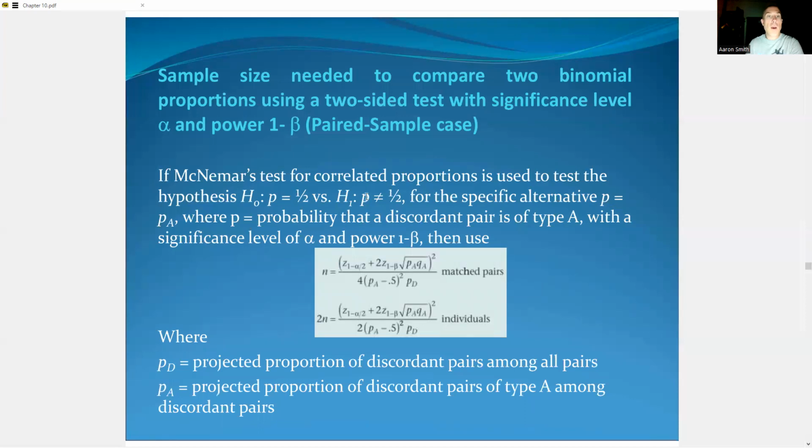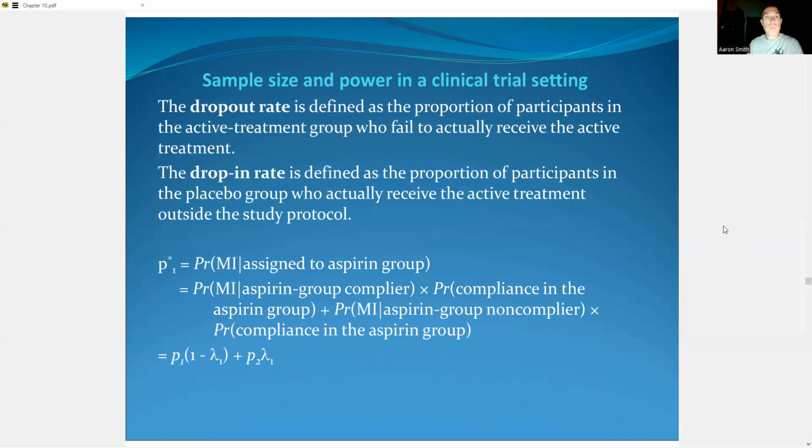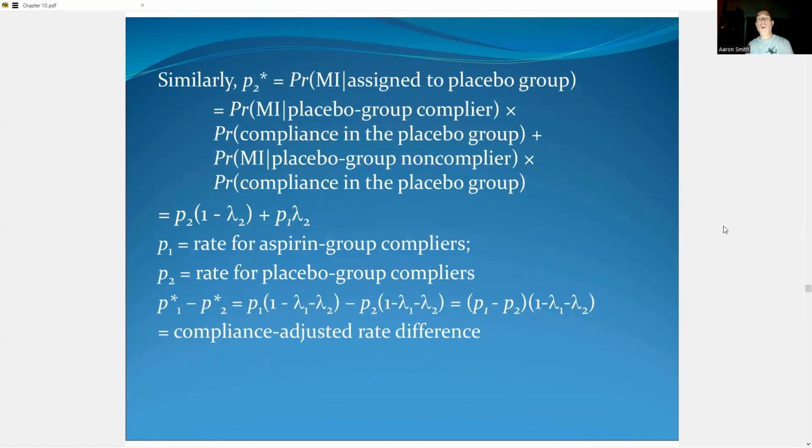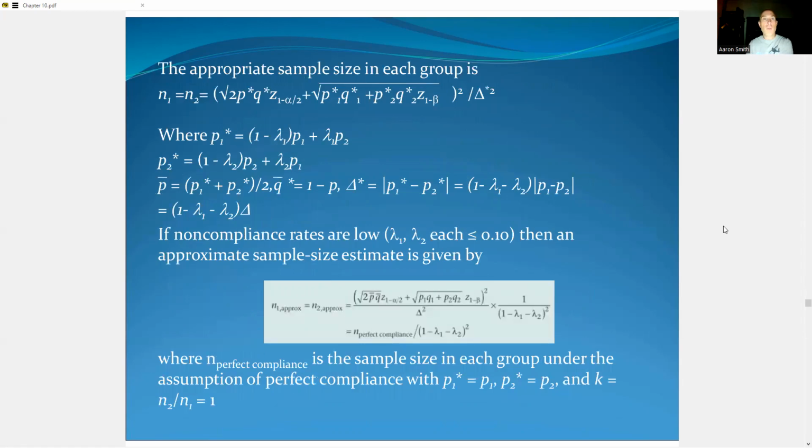And now if I want to use McNemar's test, here are the values I need if I want to use matched pairs or individuals. Here is the power of the test with those sample sizes. All right, here is an example of just working this out, of figuring out your sample size before you actually collect your data. I'm going to burn through this. It's just basically applying the formula that we've already talked about.